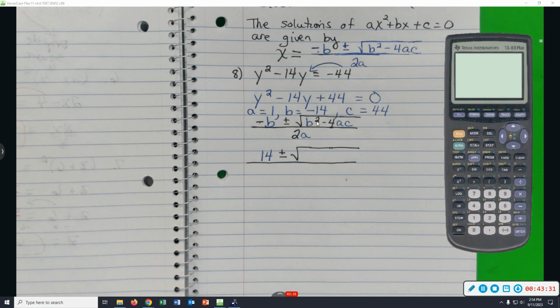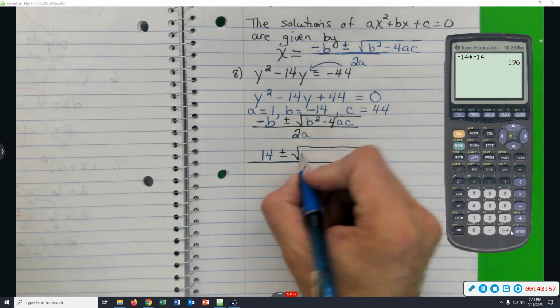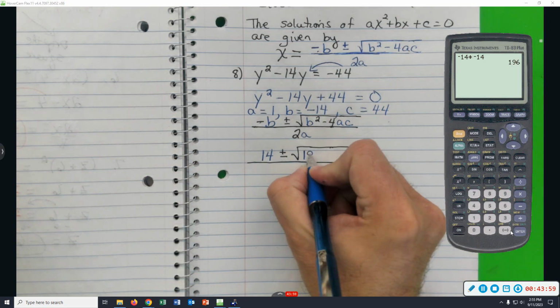B squared: what is negative 14 times negative 14? Okay, 196. So if you can do it either in your head, and a lot of times B won't be so large. If B were just 4, you'd say 16, 4 times 4. But punch it into your calculator or whatever. So for the B squared, I'm going to write 196.